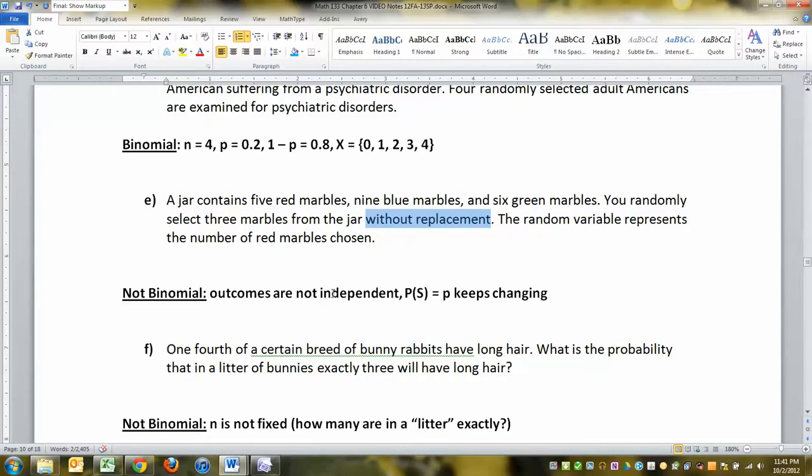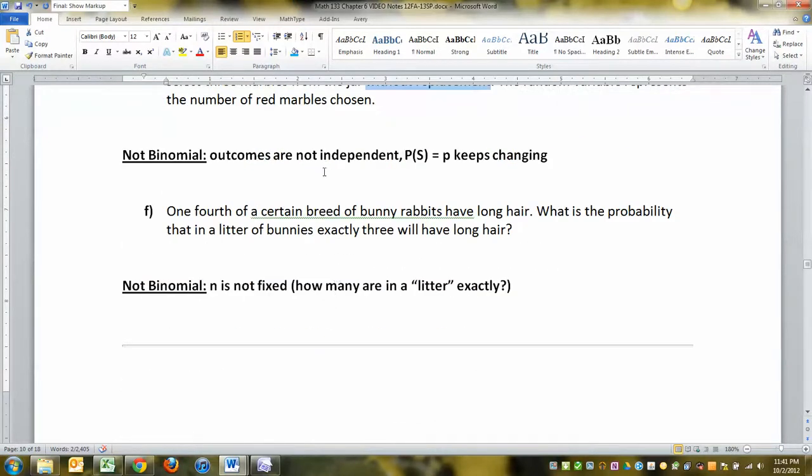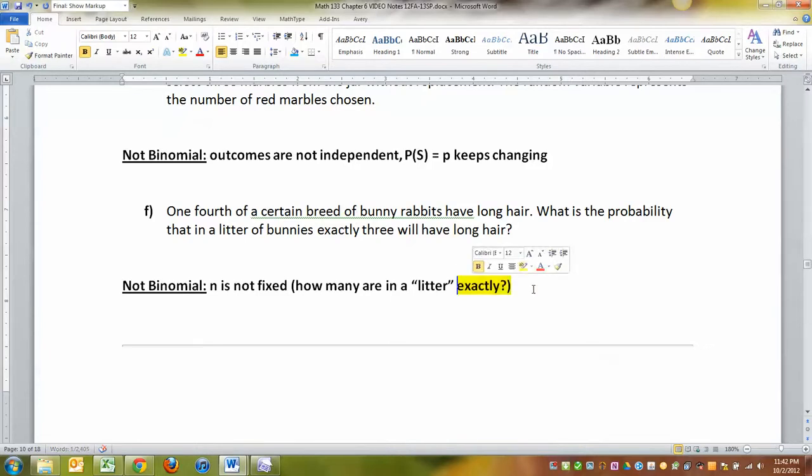It's not independent. All right, 1/4 of a certain breed of bunny rabbits have long hair. What is the probability that in a litter of bunnies, exactly 3 will have long hair? And this is not binomial because you have no idea how many bunnies are in this litter. How big is a litter exactly? Now, if I had said, what is the probability that in a litter of 10 bunnies? Well, then you'd know n is 10, and that'd be much better, right? But we don't know how big a litter is, so we have no n, so this can't be binomial.